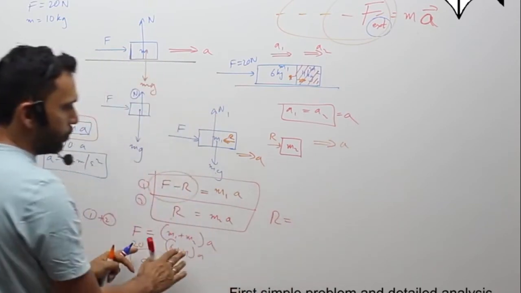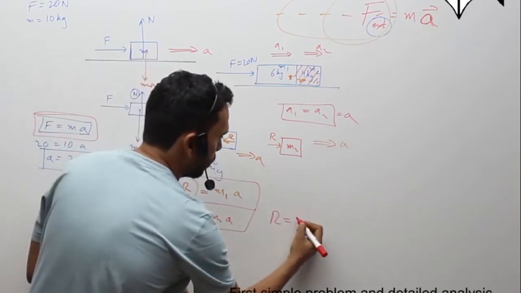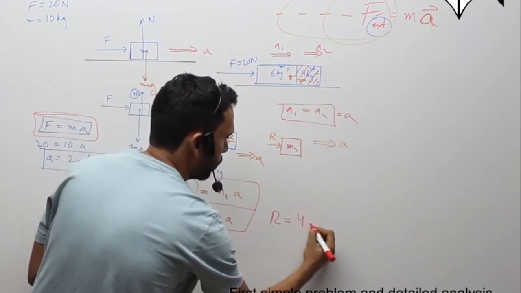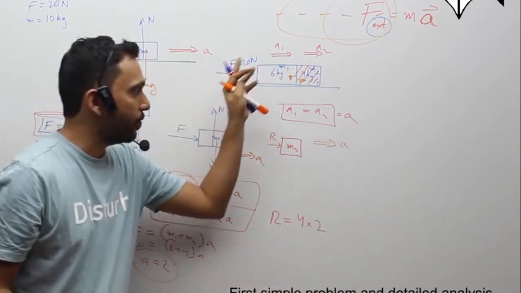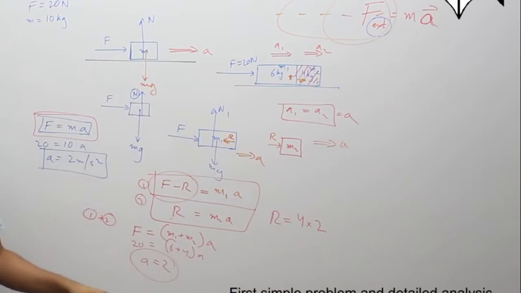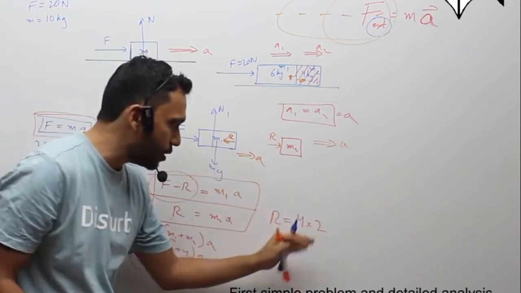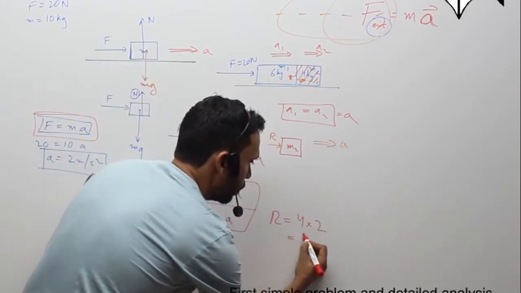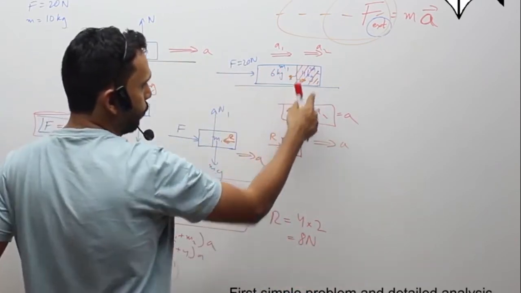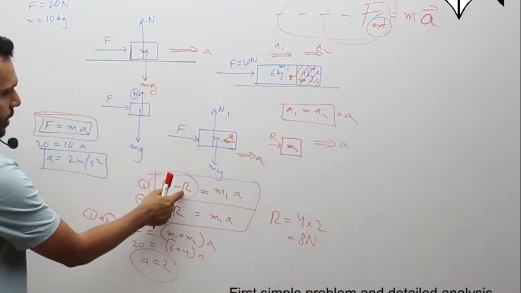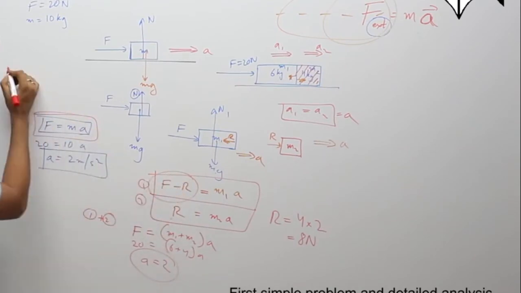R is equal to, once we have found A, mass of that part 4 into acceleration 2. A 4 kg mass is going with 2 meter per second square acceleration. So it must be receiving a force of 8 Newton forward. So this R must be 8 forward. Shall I plug this in and cross verify? Yes, let us do that.